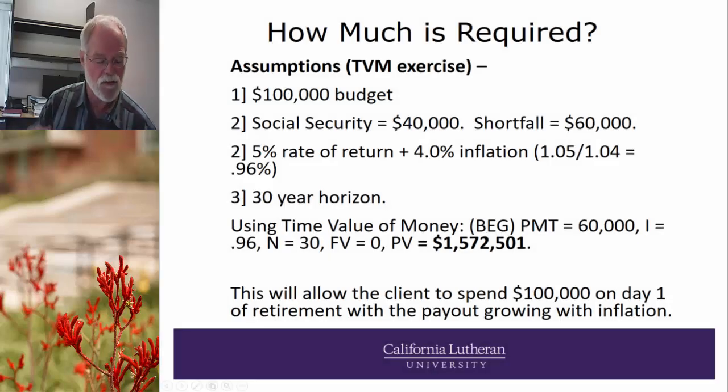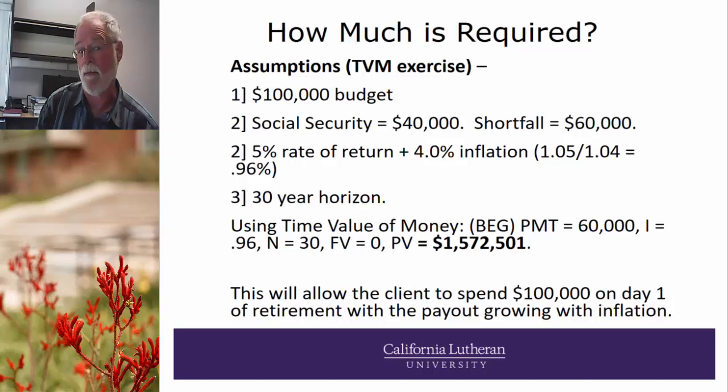So here's a picture of the way that we typically look at this problem. This is something that you might have seen in the retirement course or in your basic finance course. It's utilizing, of course, time value of money. We start off with the assumption that a client needs $100,000 on day one of retirement. Social Security is going to cover 40,000, so the shortfall is $60,000. This is how much the client is going to need to fund their retirement each year.